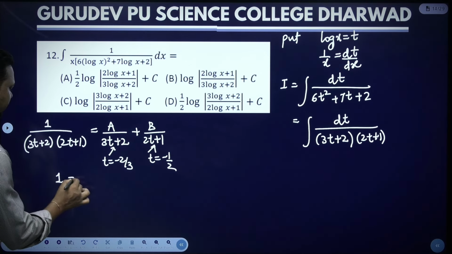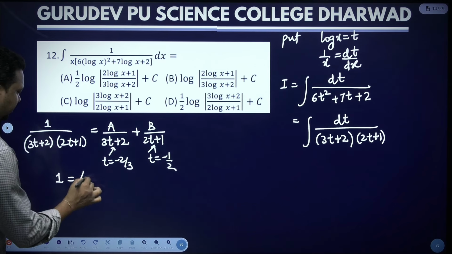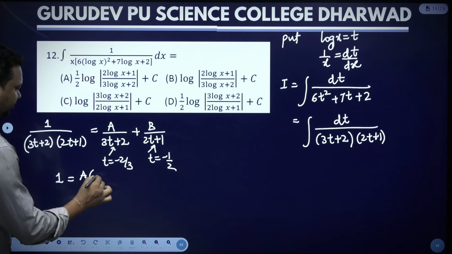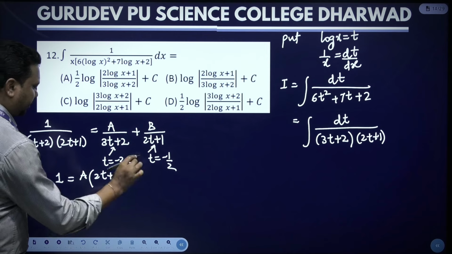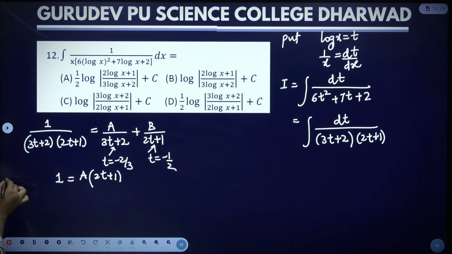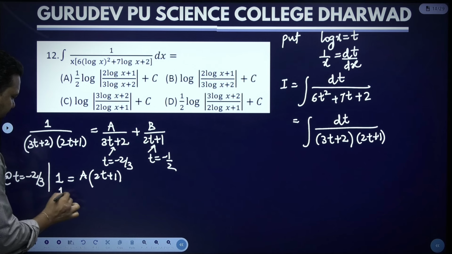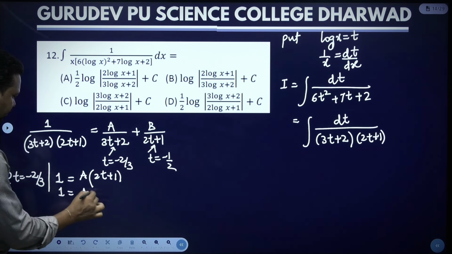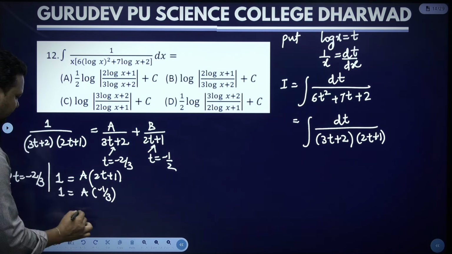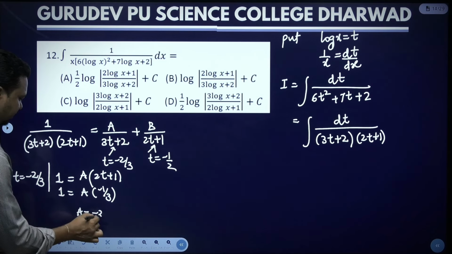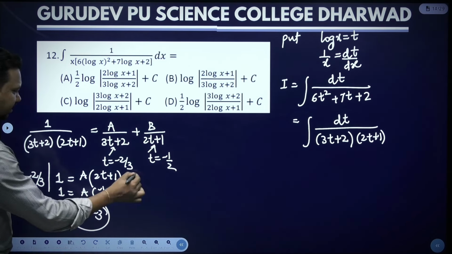So, 1 is equal to, I'm just writing it in a shortcut method, a into 2t plus 1, e term eliminate agathe. This is, I'm calculating at t is equal to minus 2 by 3. So, in the a value, a into minus 4 by 3 plus 3 and minus 1 by 3. Therefore, a is equal to minus 3 agat. Okay. A is equal to minus 3.